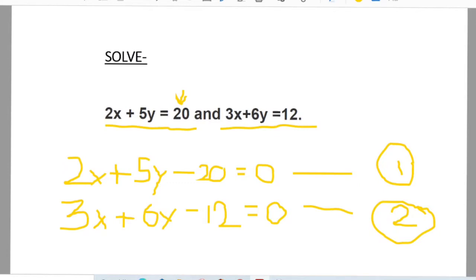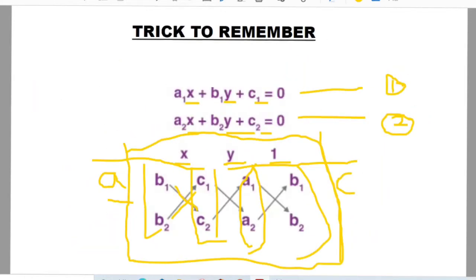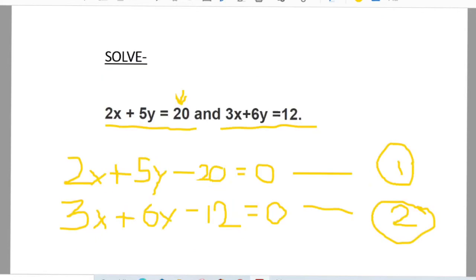Please try to solve this question. I have actually explained this question to you guys. Now you can easily solve this by using this formula and the trick that I have told you. Just remember it. By using this, you can easily solve it.